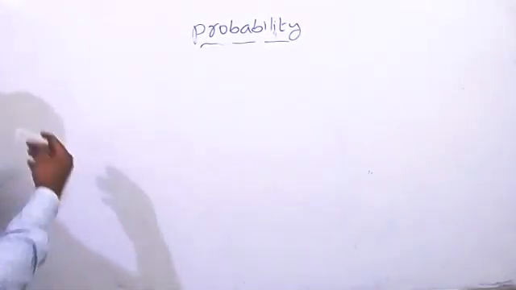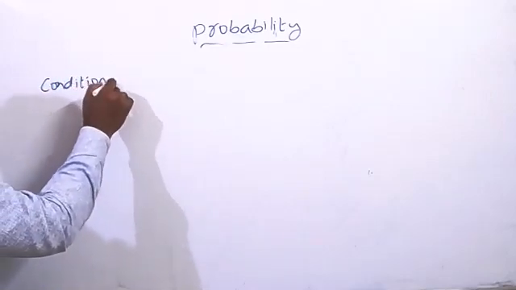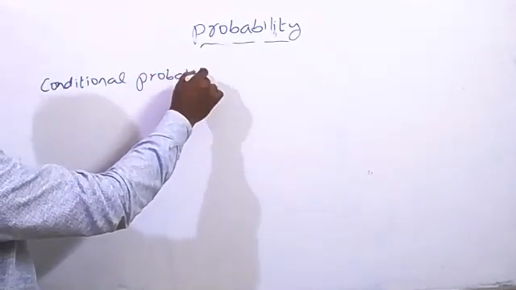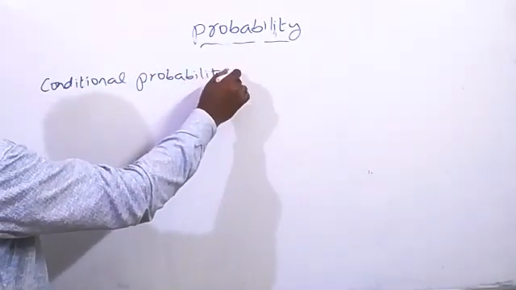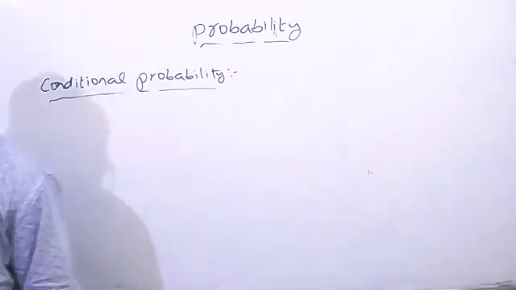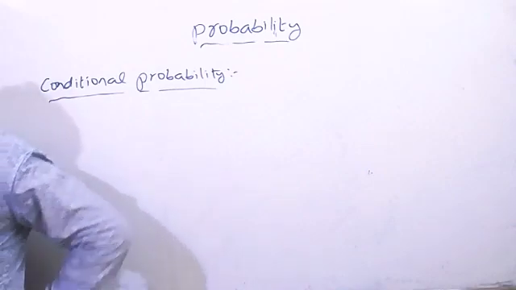Conditional probability. That means here we need to find the probability with some condition given, and based on the condition, we have to find the probability. Conditional probability. Write the definition, all of you.